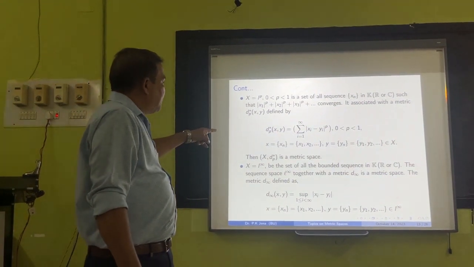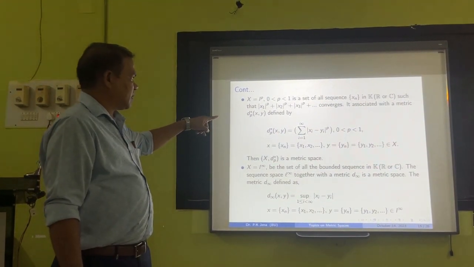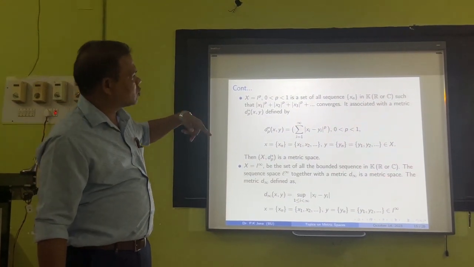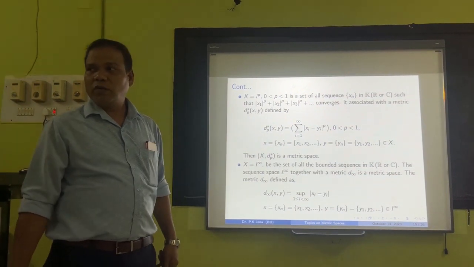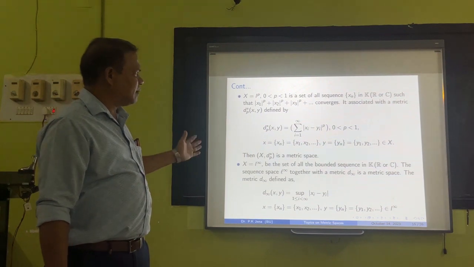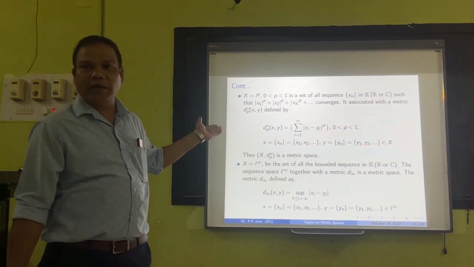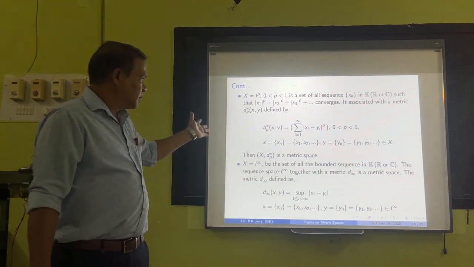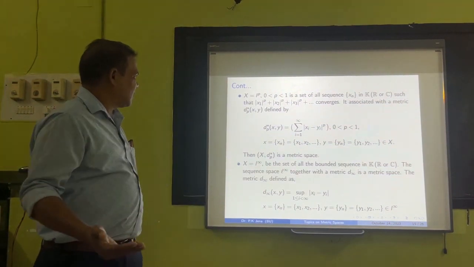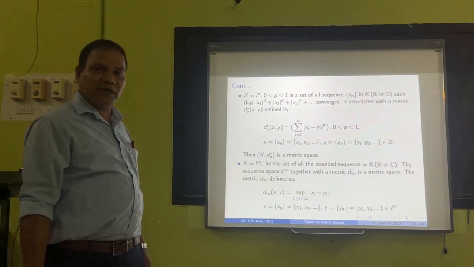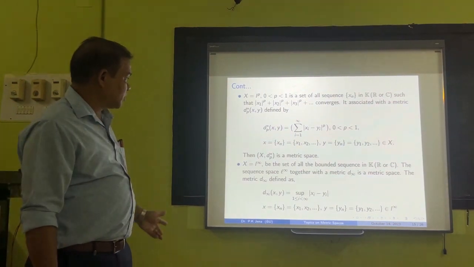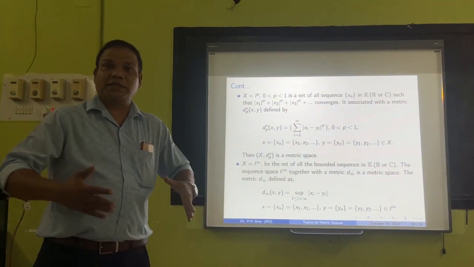You can define dp star of xy as the summation from i equal to 1 to infinity of modulus of xi minus yi to the p, where p lies between 0 and 1, and x and y are elements of the same set LP. It is also a metric on the set LP; the non-empty set together with the metric is also known as a metric space. We will consider L infinity, the set of all bounded sequences.